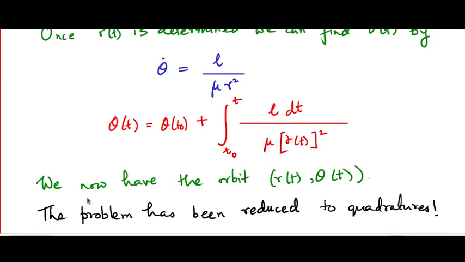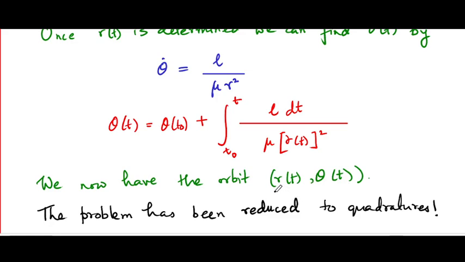Of course, while it is all very nice to say that we have reduced the problem to quadratures by essentially reducing the whole problem to evaluation of a couple of integrals, calculating the integrals themselves may be quite a difficult task. Sometimes this may be much more information than we need. For example, very often it may be easier to calculate r as a function of theta directly rather than r of t and theta of t separately.